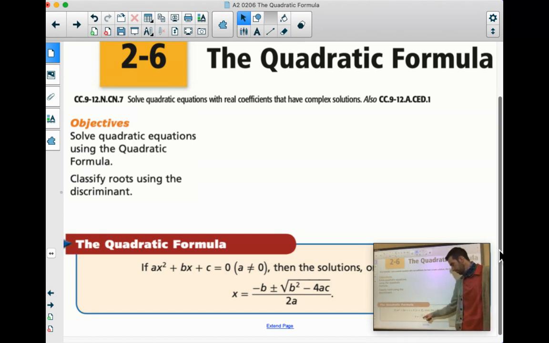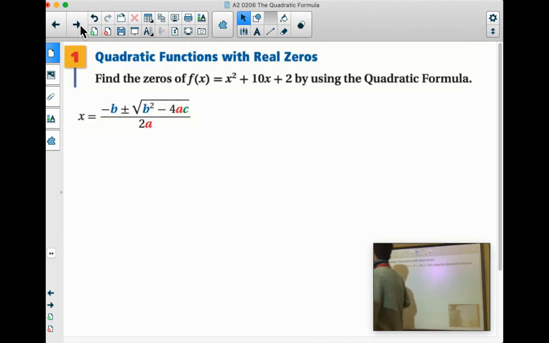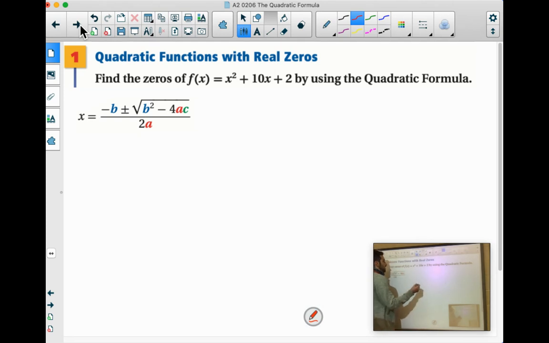It says the opposite of b plus or minus the square root of b squared minus 4ac. All of that is over 2a. Now, where do you get those variables from? You get them from the equation. That a is whatever's in front of your x squared. The b is whatever's in front of your x. And then the c is the number without any variables.